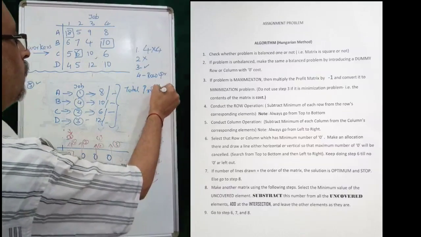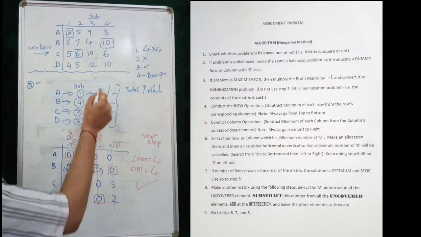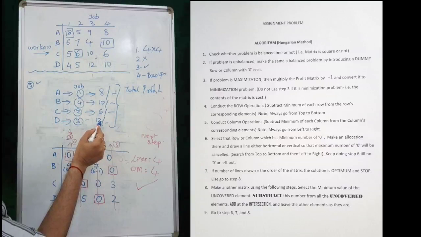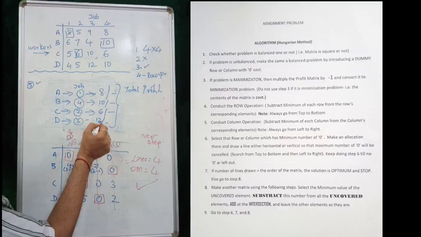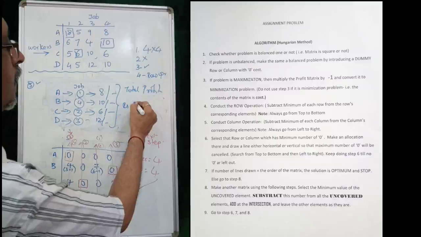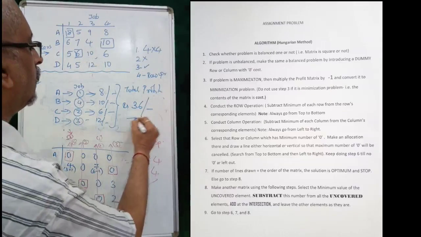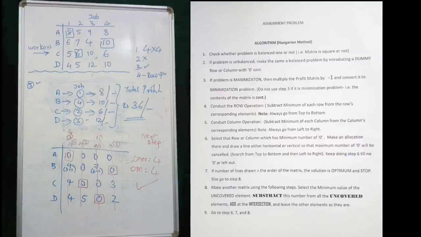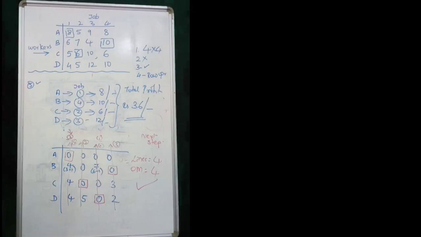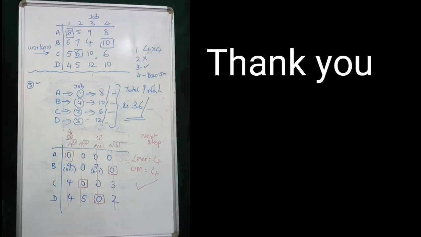Total profit here is 10 plus 8, 18, plus 6 is 24, plus 12 is 36 rupees. So if you do this allocation, the company will get a maximum profit of 36 rupees. So this was a profit matrix problem, or a maximization problem, but a balanced problem. If this is unbalanced, what we can do, we'll see in the next video. Thank you very much.